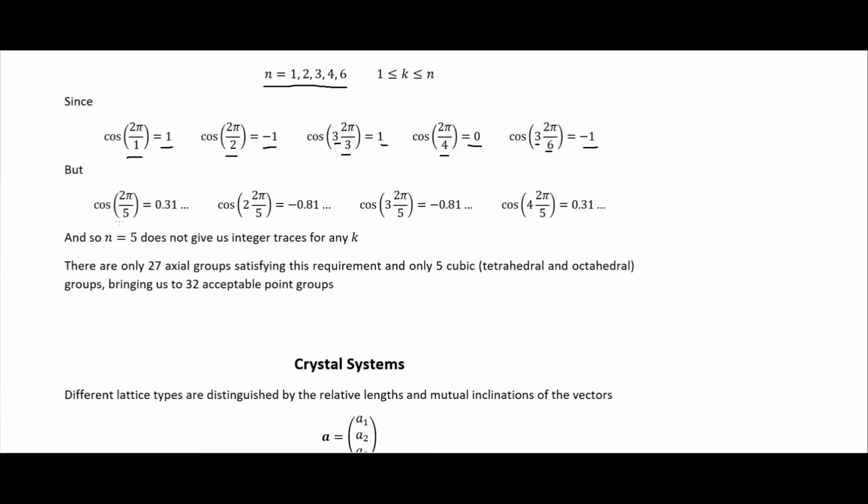But if we have n equals 5, then no matter what k we put in here, 2, 3, 4, we end up with these non-integers. And so n equals 5 will not actually be able to be in our crystal lattice. Those can be a point symmetry, but they can't be a lattice symmetry, because they don't give those integer traces. So there are only 27 axial groups satisfying the requirement, and only 5 cubic, which are the tetrahedral and octahedral groups, bringing it to 32 acceptable point groups.